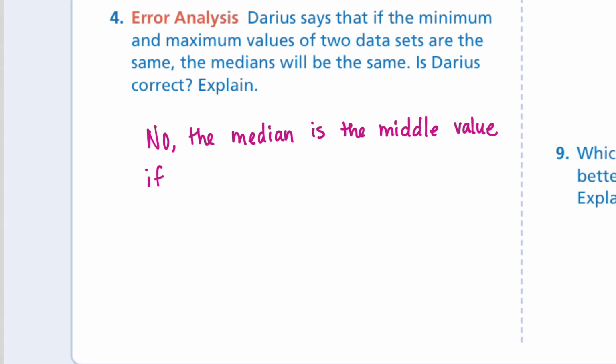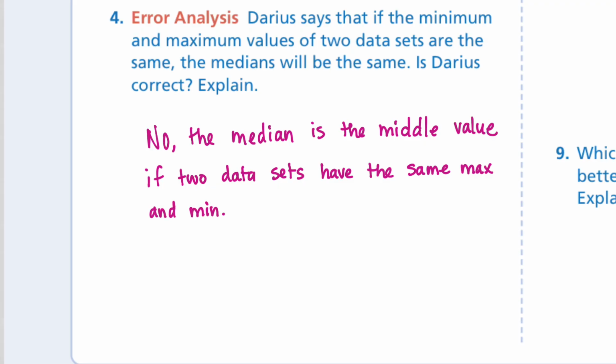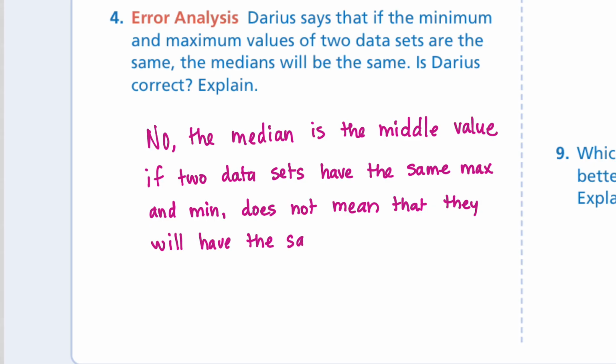If two data sets have the same maximum, it does not mean that they will have the same median. It's a possibility, but it's not a guarantee.